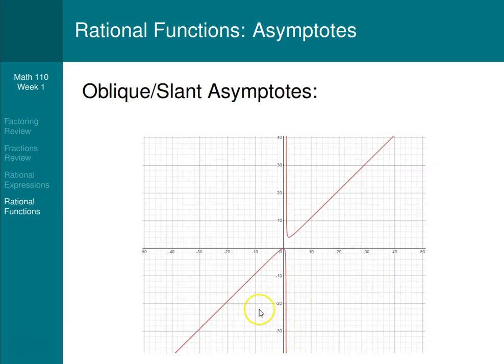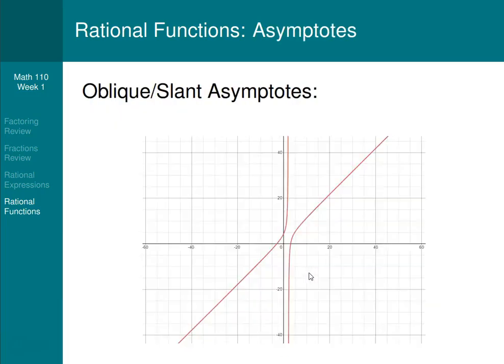An oblique or slant asymptote is an asymptote that is a line. You can see here the graph can never touch this line that goes between here. It keeps trying to touch the line, but it will never actually reach it. So there's a slant asymptote, and it will have the equation of a line as well. Here's another example of that. Here's another slant asymptote. It goes somewhat like this.